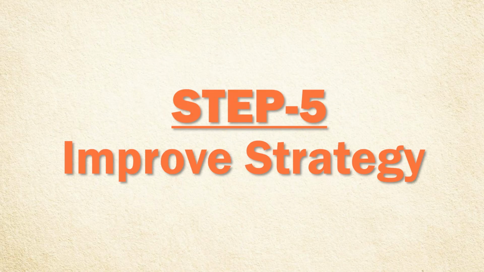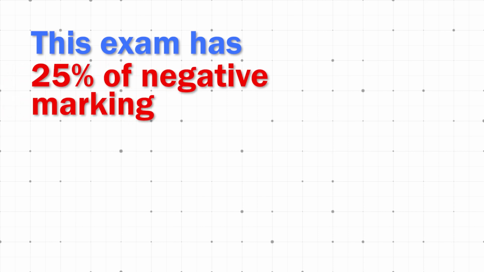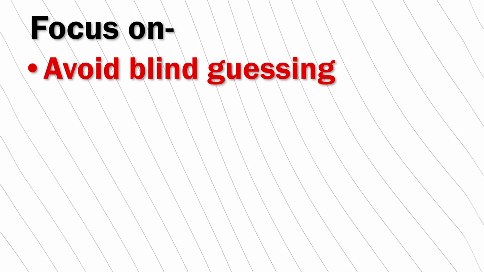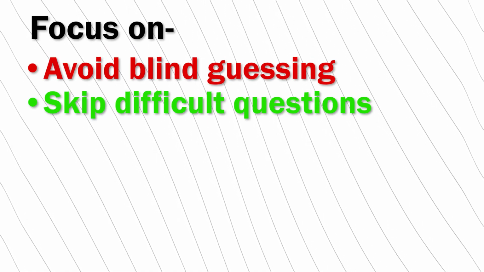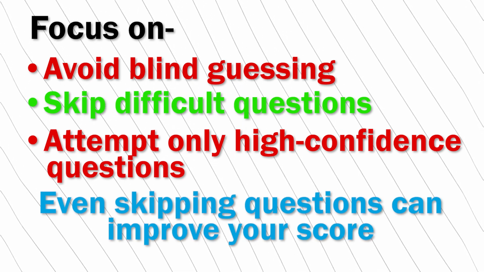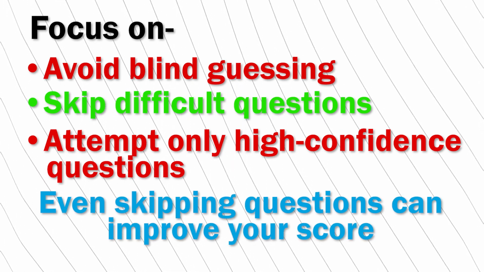Step 5. Improve strategy. This exam has 25% negative marking, so strategy matters a lot. Focus on avoiding blind guessing, skip difficult questions, attempt only high-confidence questions. Even skipping questions can improve your score.